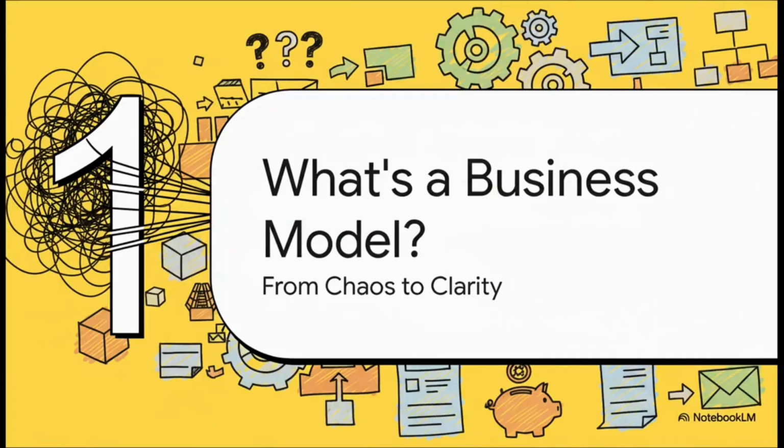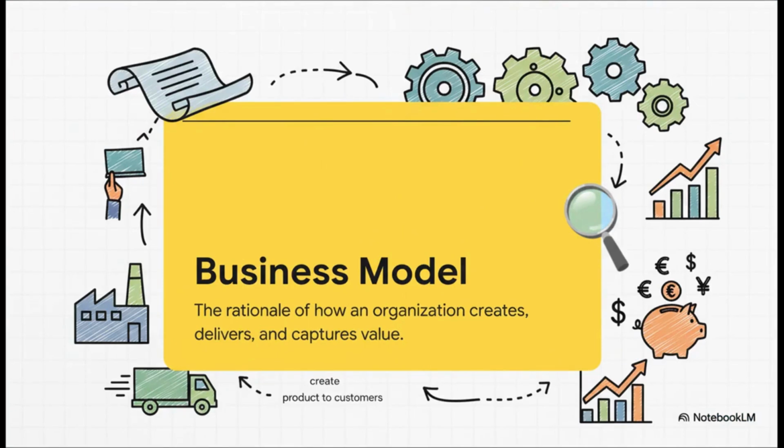Okay, so how do we bring some order to that chaos? Let's start from the very beginning. What is a business model anyway? The simplest way to think about it is like a blueprint. It's not just what you sell, it's the entire system of how your business works. How you create something of value for your customers, how you get it to them, and of course, how you make money in the process. It's the core logic that makes everything tick.